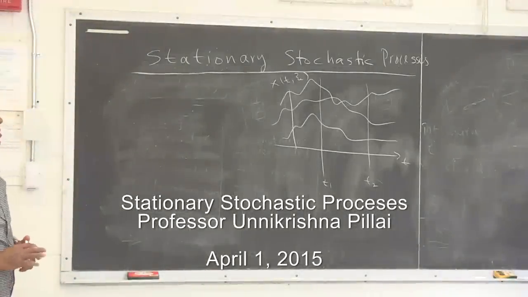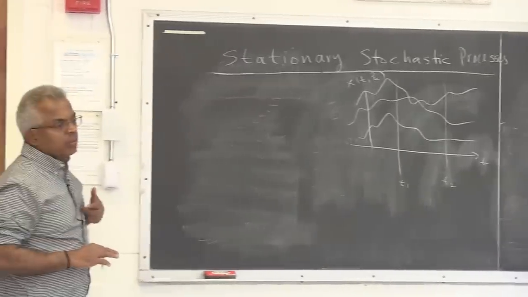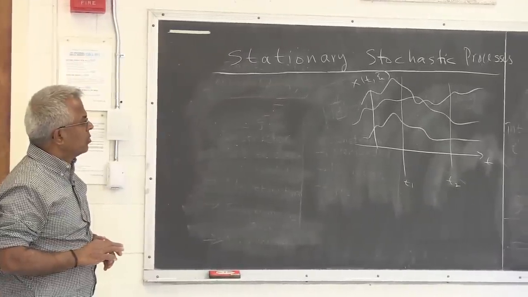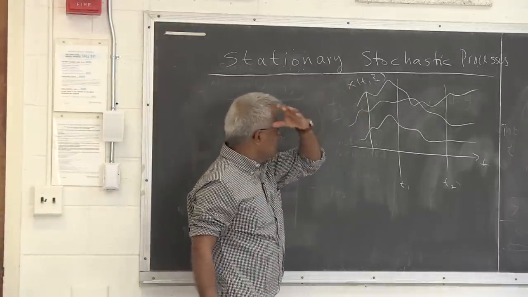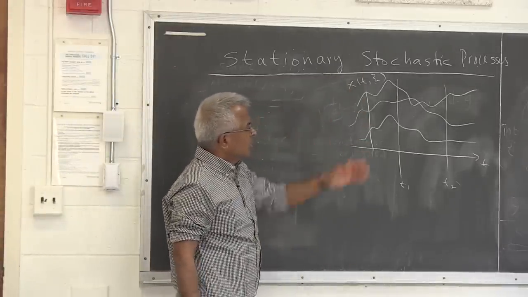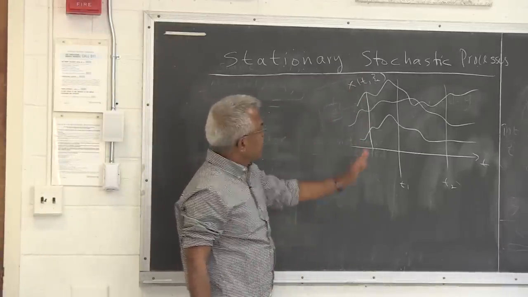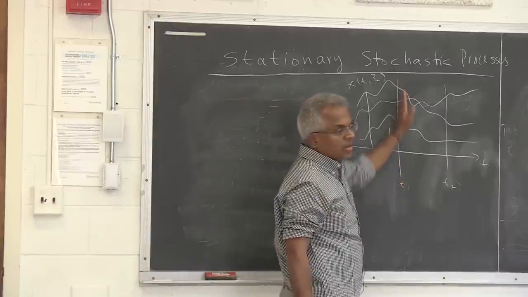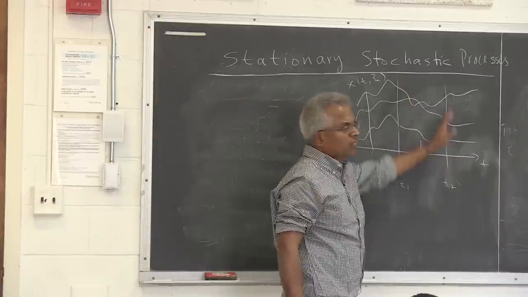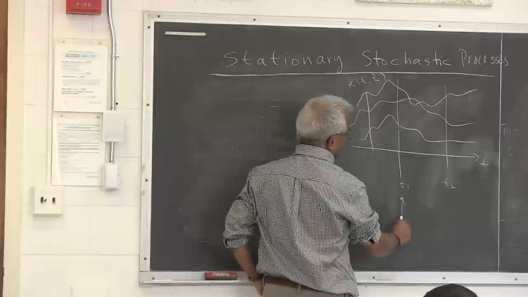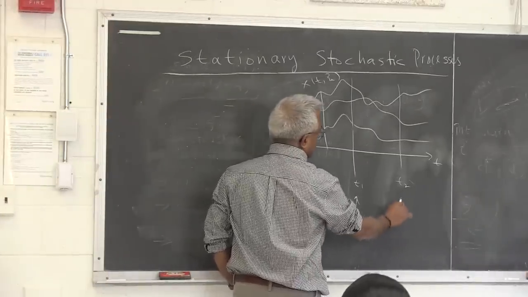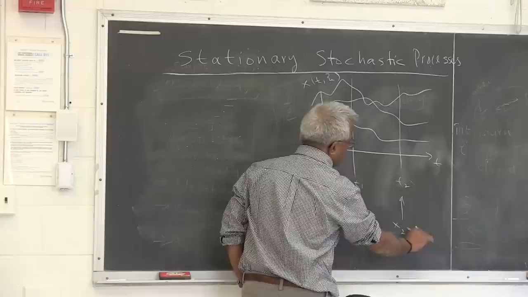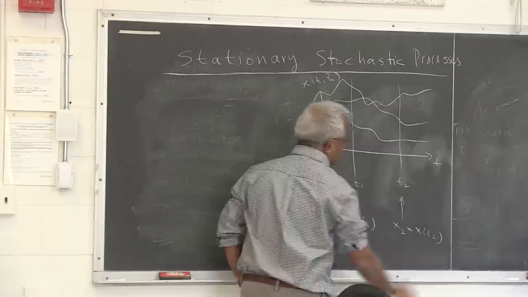So let's look at stochastic processes a bit more. As you recall, a stochastic process is a collection of realizations. It's a time function. And the key property was that if you look at any time instant, you see a random variable. So from here, you see random variable x of t1. And from here, you see random variable x of t2, another time instant.